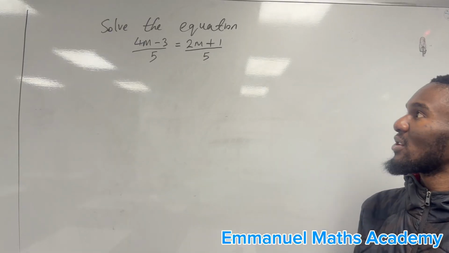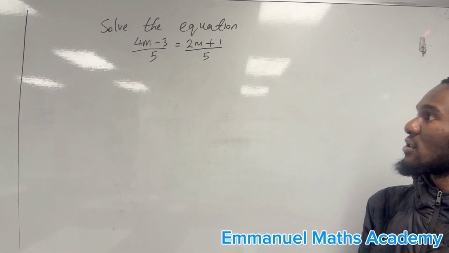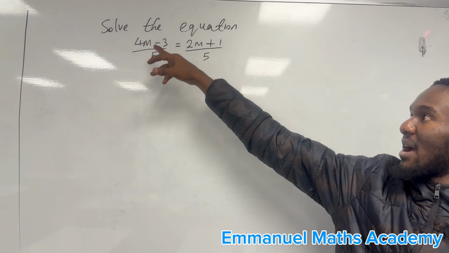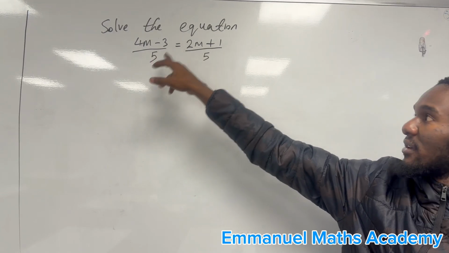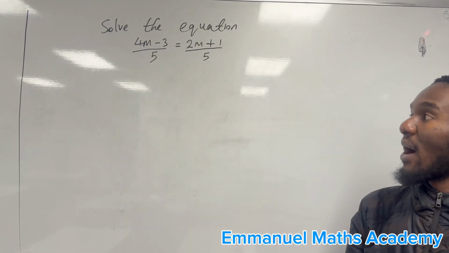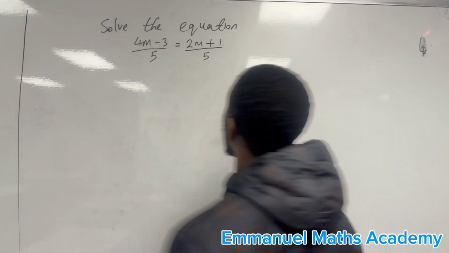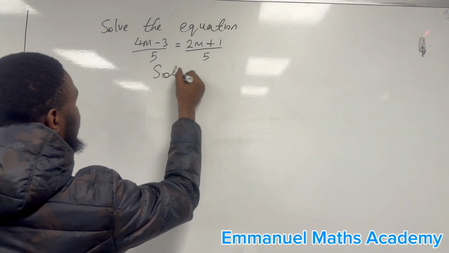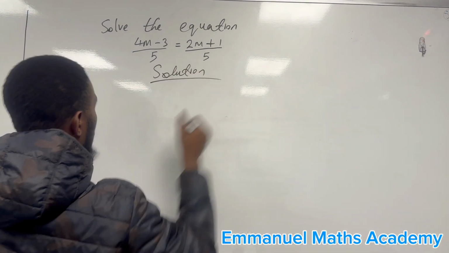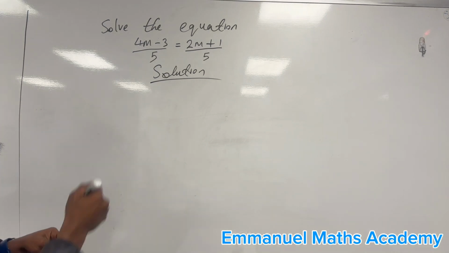Hello, so simply we want to solve the equation, right? So given this (4m - 3)/5 = (2m + 1)/5. So we want to solve and find the value of m. Solution. So what's the next thing you do? First thing you do is, first of all, let me write it out.